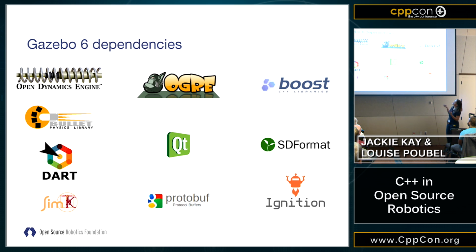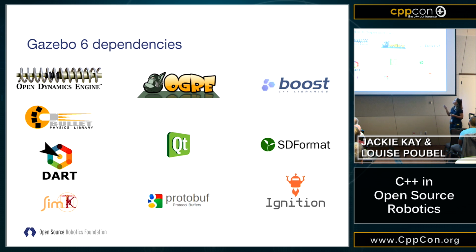So here are some of the dependencies we have. These 4 here, Open Dynamics Engine, Bullet, Dart, and SimBody, are the 4 physics engines that we support in Gazebo. So you can change that in runtime. You can choose, if your simulation is more about soft bodies, you might want to use one of them. If you need some features from different physics engines, you can change that in runtime. So it all comes when you have to compile Gazebo with them, and then you can just use them.